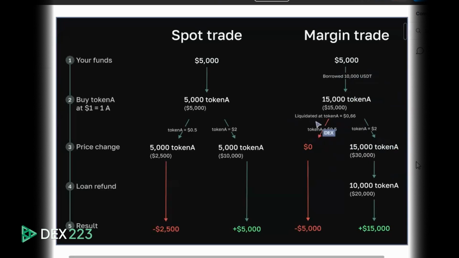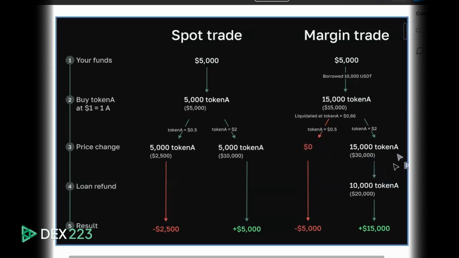At this time, all the funds that you bought with the borrowed funds and your collateral, your own funds, are forcefully taken from you and sold on the market, and whatever is left is delivered to the lender. In our case, at a price of 0.66, your total position will be liquidated, so you will lose everything, and whatever is the result of this sell operation will be delivered to the lender, and you will be left with nothing. So you basically have no tokens, you have no money, you are liquidated.